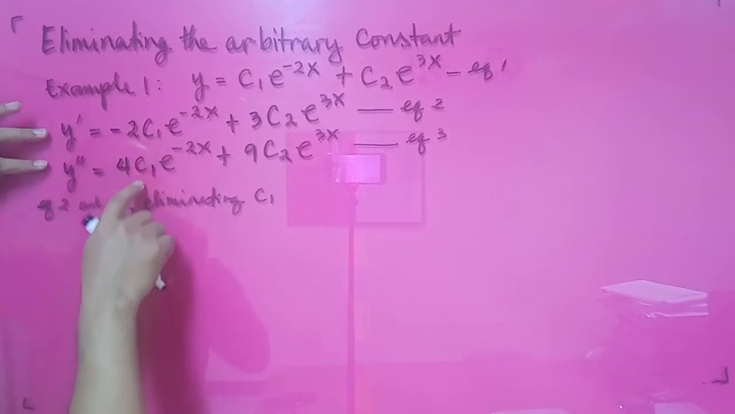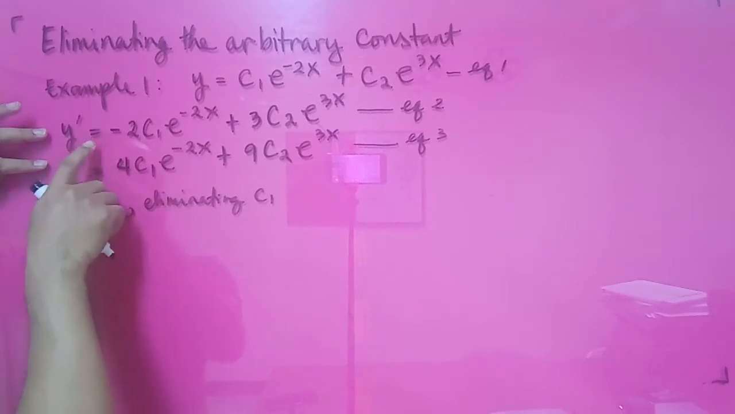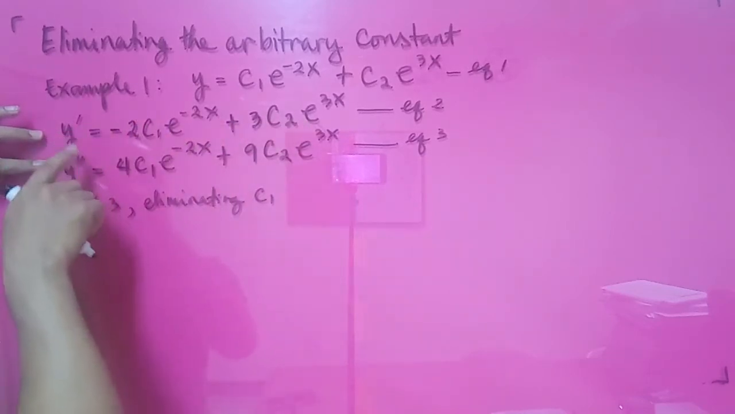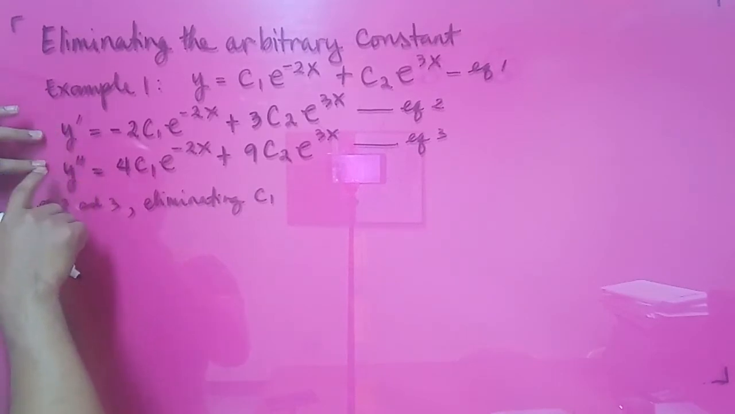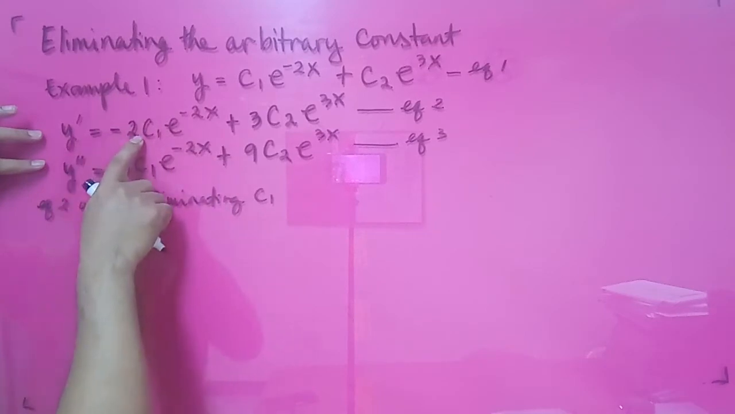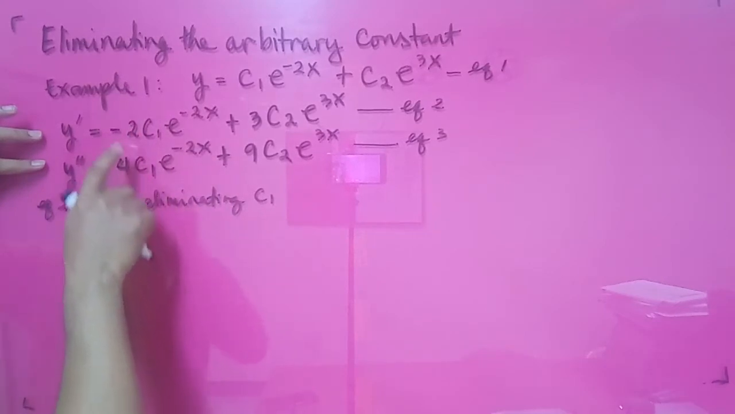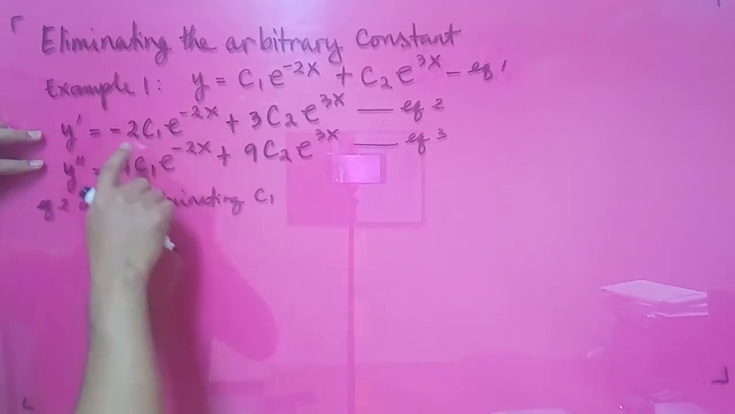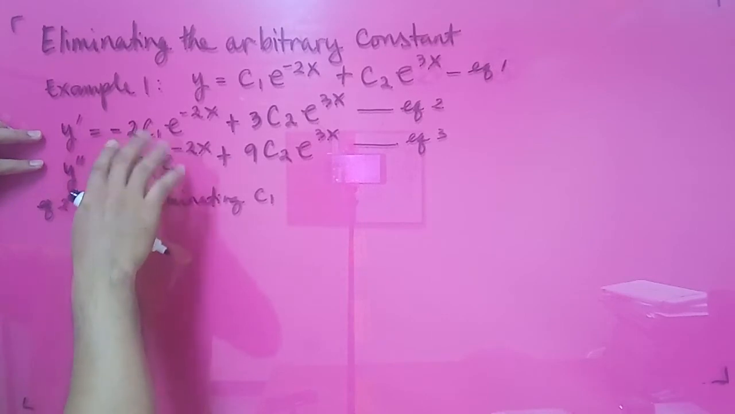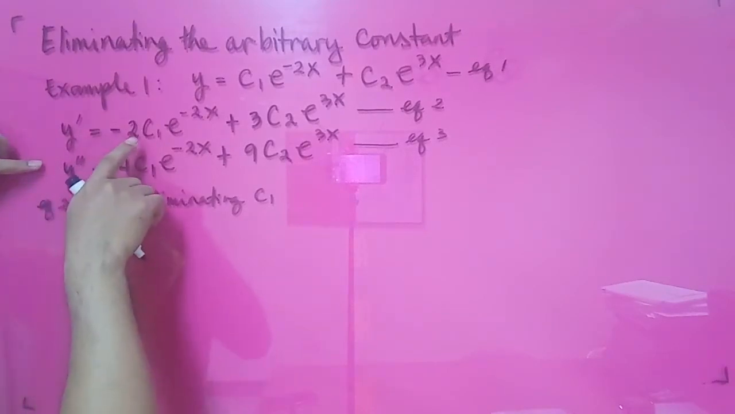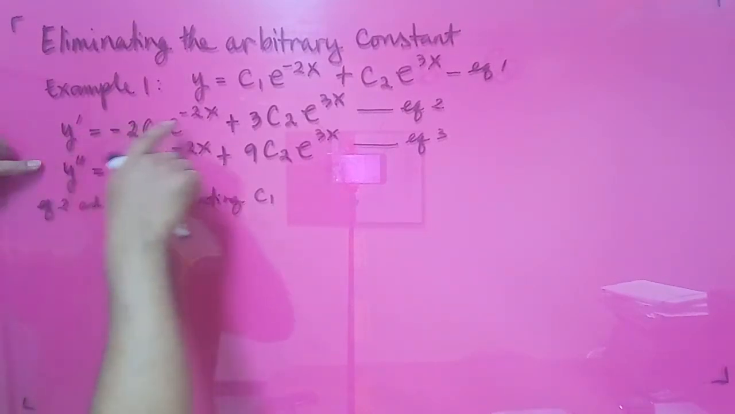So if we eliminate c sub 1, we need to multiply any number for this equation so that when we add this equation to the other equation, this will be eliminated. So if this is negative 2 and then this is 4, we have to multiply by 2 for this equation so that this will become negative 4. Negative 4 plus 4, that is 0. So this part will be eliminated. Okay, so I will multiply 2 to this equation.